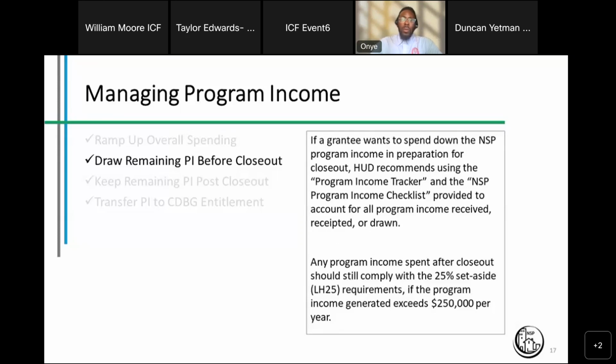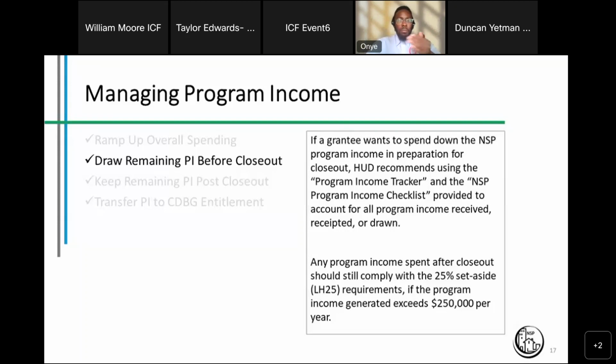In the case where only program income is remaining, then we need to think about how we spend down NSP program income in preparation for closeout. So again, similar to the first strategy, this is probably going to require looking at your current NSP activities that can be funded, thinking about how you can do more outreach in order to get more participation. One thing that we have developed with regard to this, there's two tools that we'll go over in more detail later, the Program Income Tracker and the NSP Program Income Checklist.